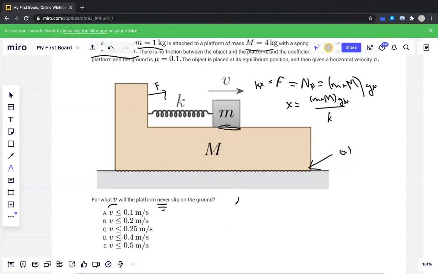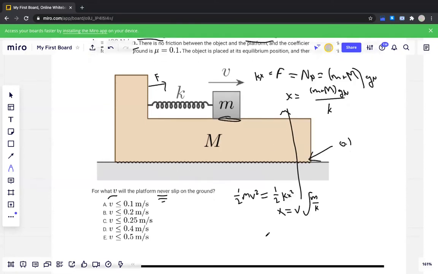We know that 1/2 mv squared is the original energy of the mass spring system. And when the spring is fully extended, the velocity of the mass is going to be 0, and there's only going to be potential spring energy, which is 1/2 kx squared. Solving for x gives us that x is equal to v times the square root of m over k. So now we can plug this value of x into the equation above, and we can solve for v.